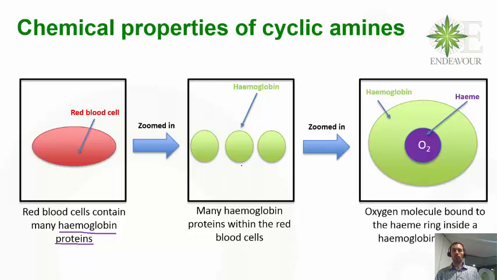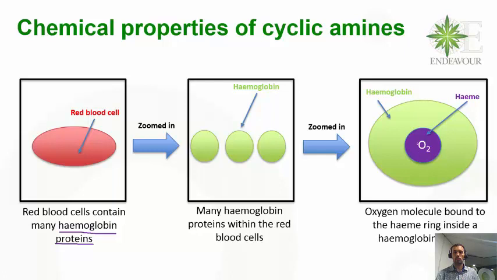So if we zoom in even more, now we've got a view of one hemoglobin protein. And within a hemoglobin protein, we have a heme ring attached. So the heme is a compound that will attach to a specific position within hemoglobin. And because the heme ring holds that Fe in the center, it can actually bind to oxygen.